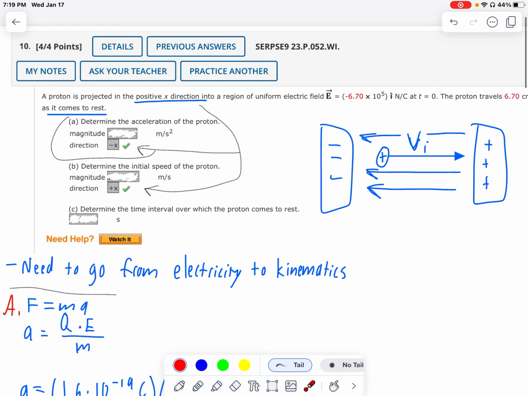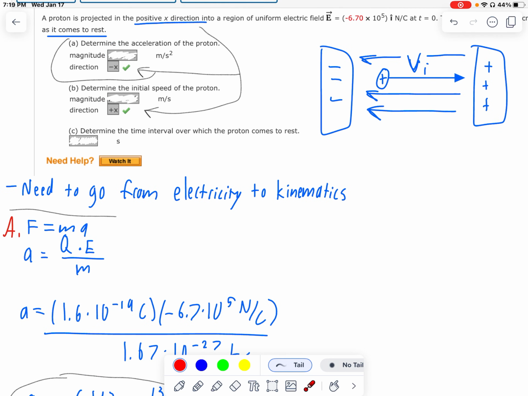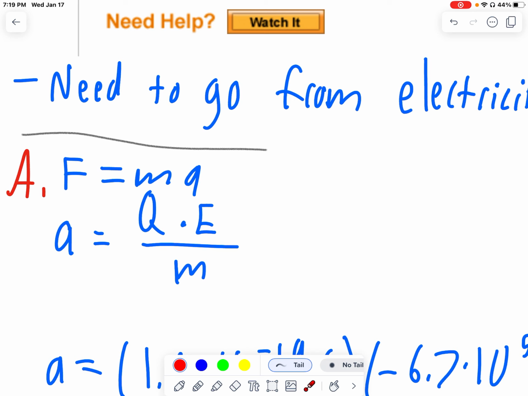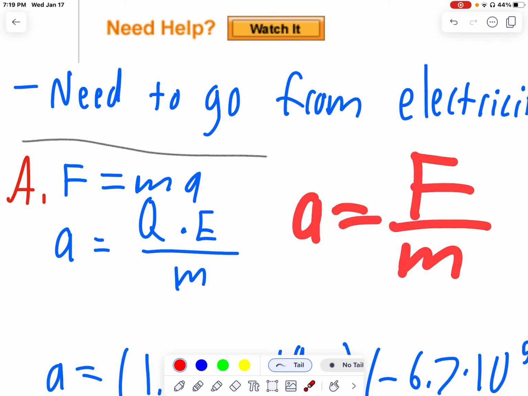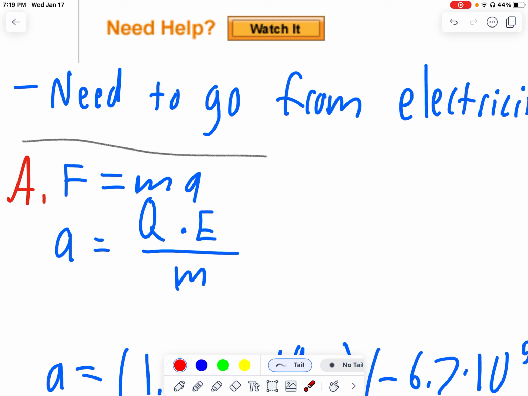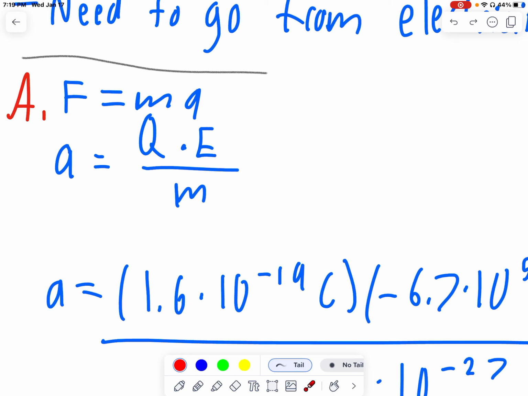Okay, so now I'm going to do some calculating of the actual answers, if you will. First off, acceleration. The goal here, at least conceptually, is to go from electricity to kinematics. So where you want to start is Newton's law of force equals mass times acceleration. And then we can actually do a equals F over m. And then for the electric force, we'll plug in charge times electric field. That's really the big step here.